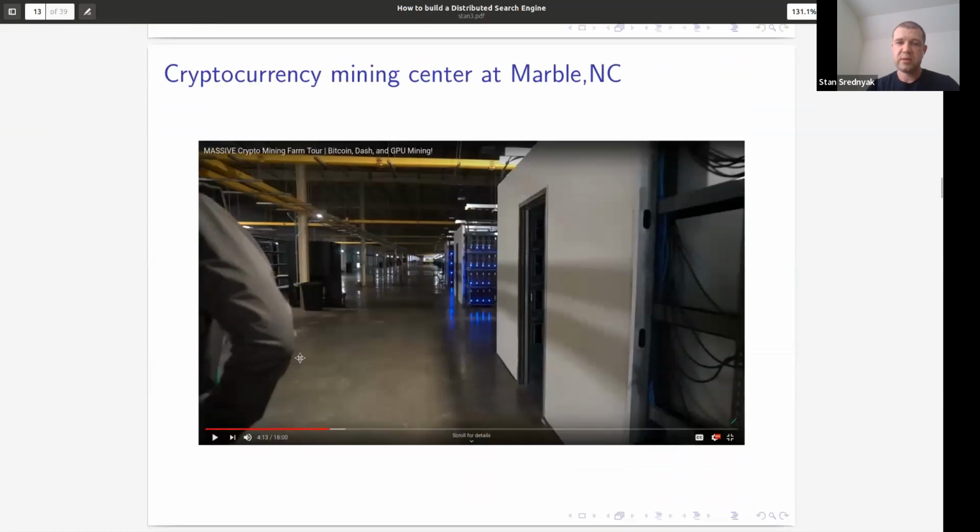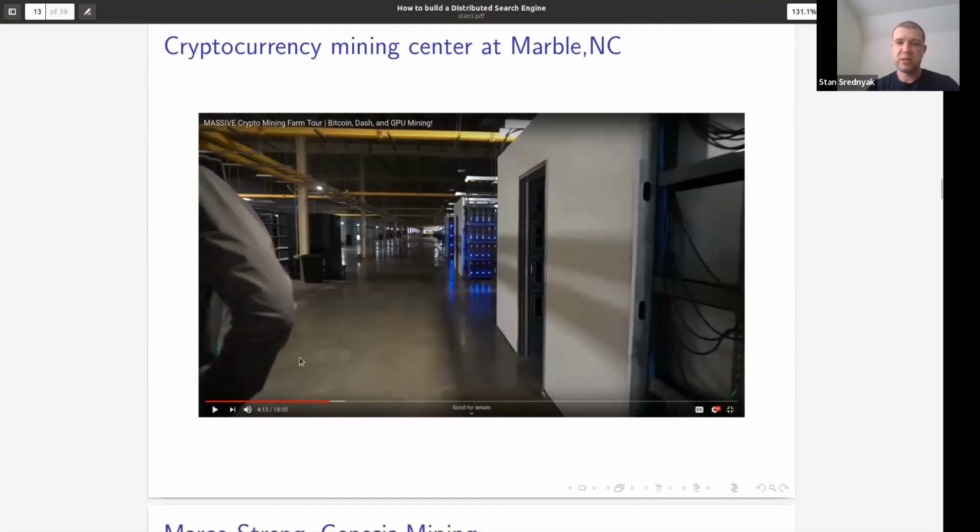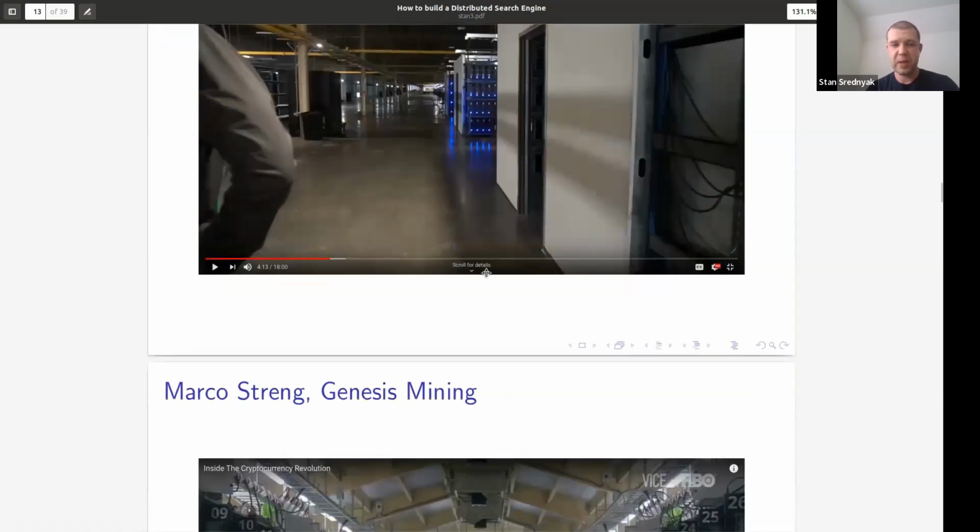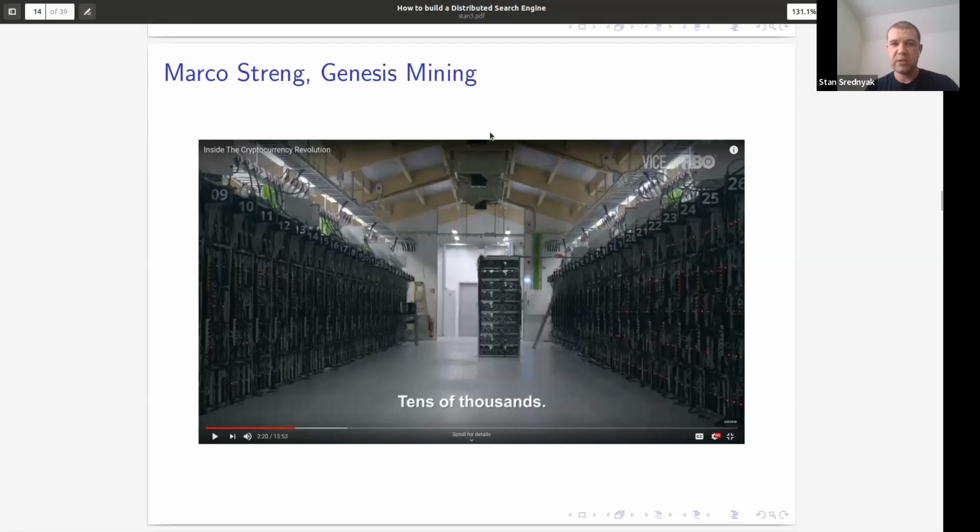Nowadays, the situation has changed, and a lot of crypto mining is done in data centers, for example, like this one. And by the way, many of these machines are rented to individual customers. So the company maintains this wonderful mining center, but actually individual users are paying for these machines. Here's another one, Genesis Mining.